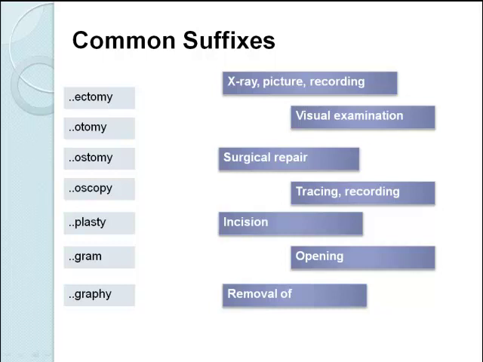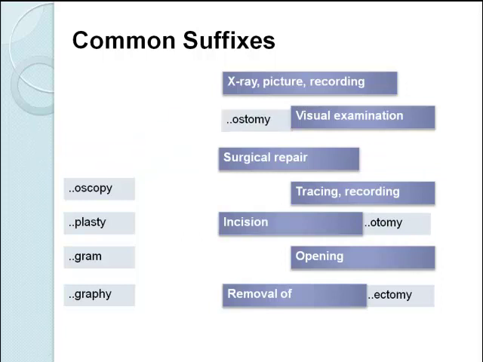Okay, first one, ectomy. Removal of. Second one, otomy. Snip, snip, incision. Ostomy. Well, that S thinks staying open, an ostomy. Oscopy. Oh, having a look with a telescope. Oscopy, a scope. Visual examination.